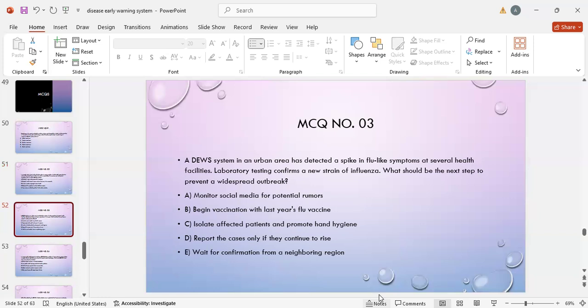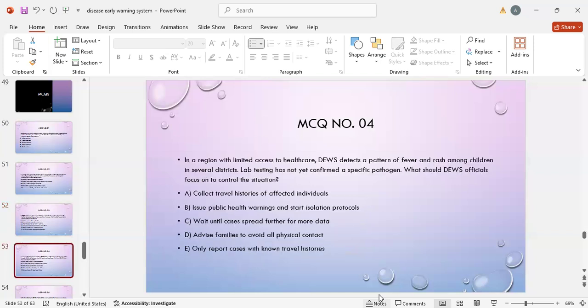Option A, monitor social media for potential rumors. Option B, begin vaccination with last year's flu vaccine. Option C, isolate affected patients, promote hand hygiene. Option D is report the case only if they continue to rise. Option E, wait for confirmation from a neighboring region. The answer is option C, isolate affected people and promote hand hygiene.